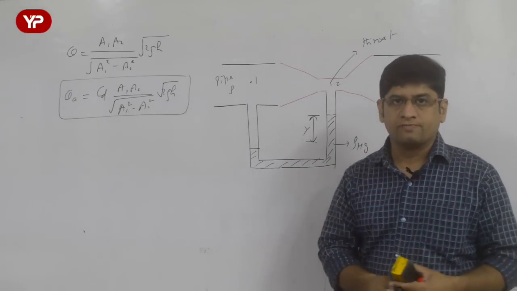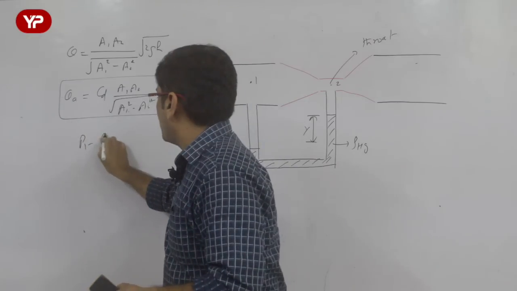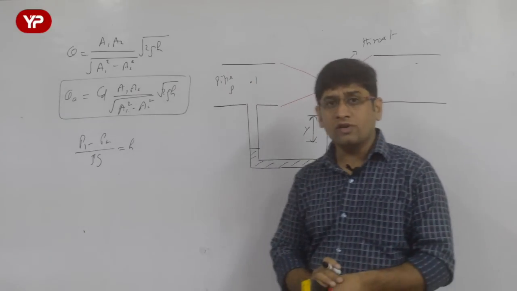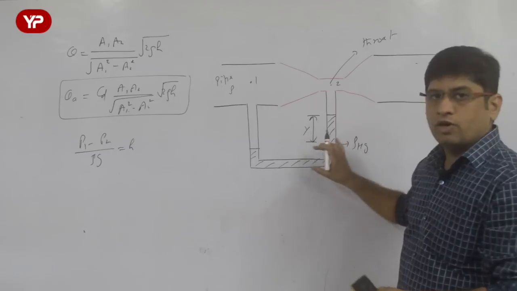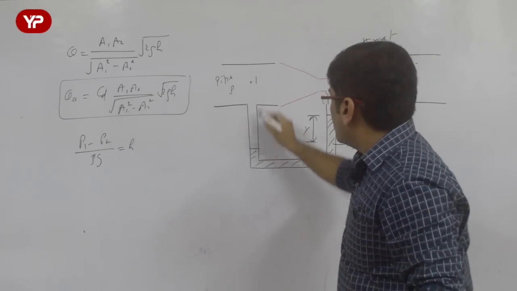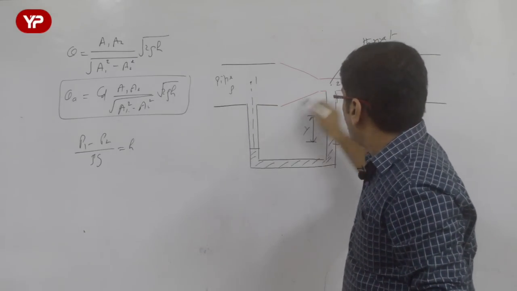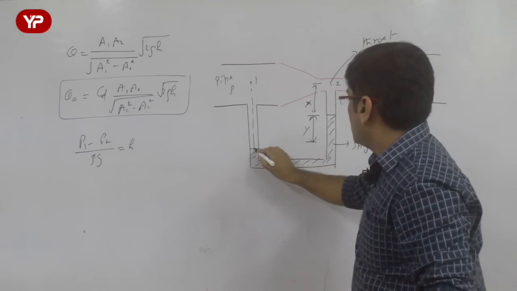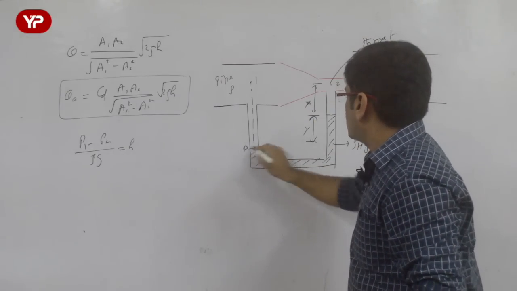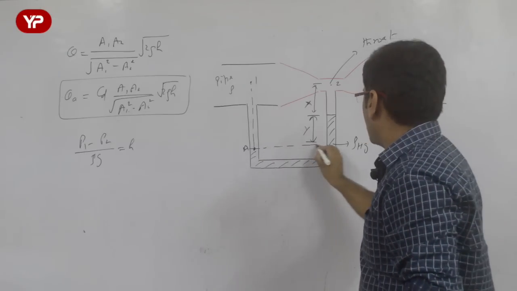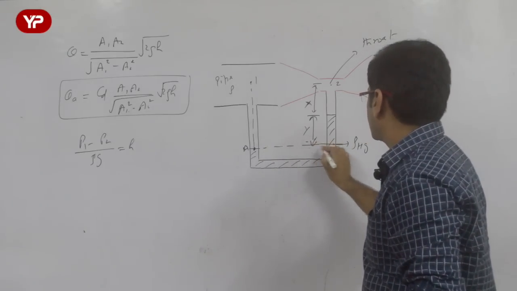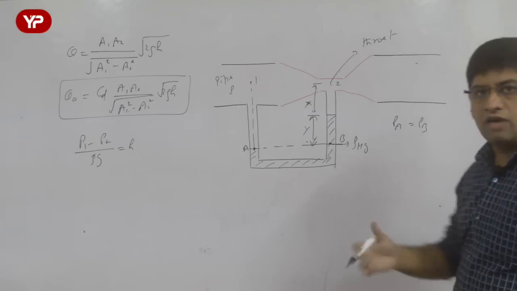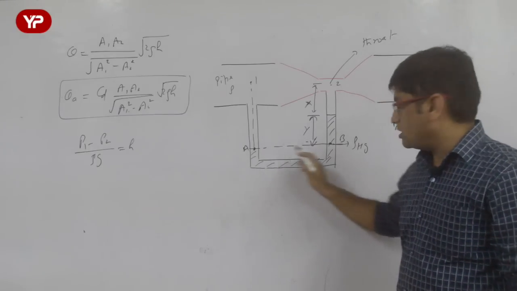Now how to find out h? We know h is nothing but (P1 minus P2) by rho g. That is the value of h. And how shall we find out (P1 minus P2) by rho g? Let's try to use the manometric concept. Let us say this difference is x. Now I take section A and, let us say, section B. Pressure at A is equal to pressure at B. Same fluid, same level, so pressure at A is equal to pressure at B.